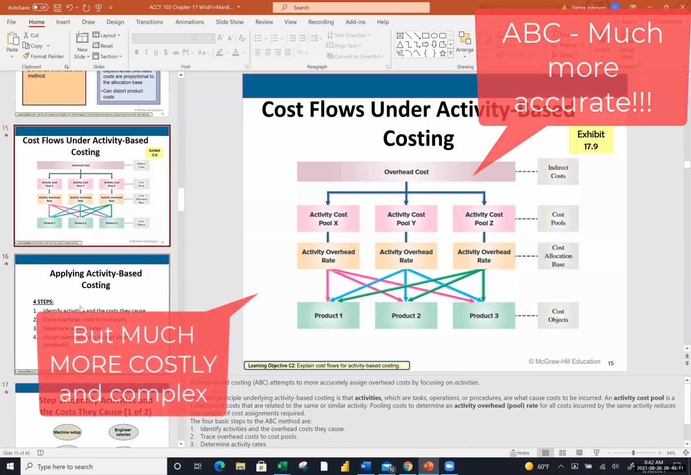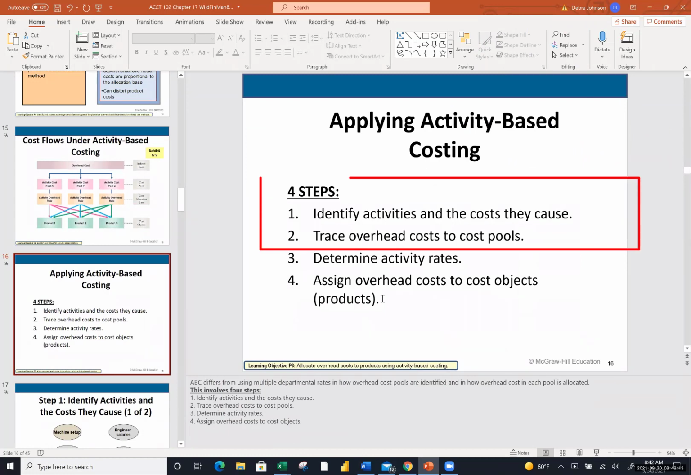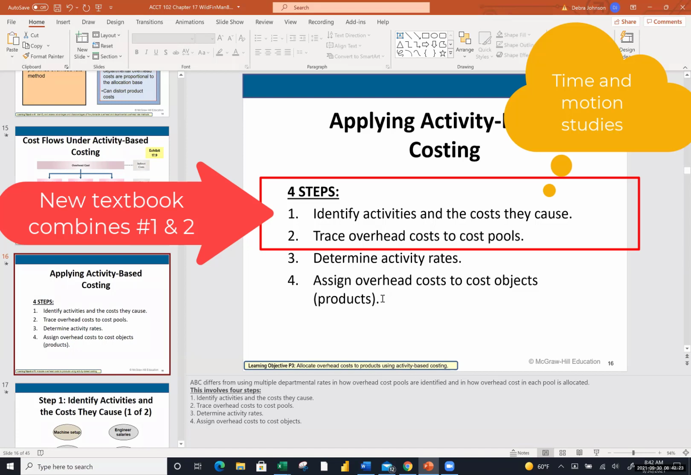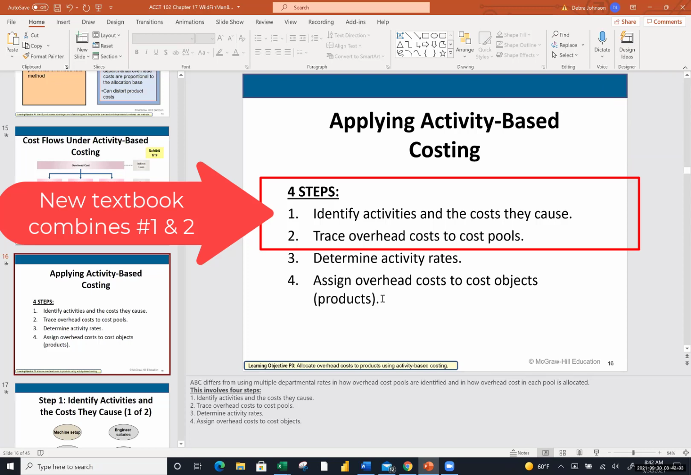So the 4 steps, which we went through last time and will go through again today: the challenging one, the most expensive, is to identify the activities and the cost they cause. That usually comes from having a different pool of people come in and watch what happens. Kinetic engineers trace steps, movements, and the time it takes to go from one assembly line to the next. So a lot of different studies take place.